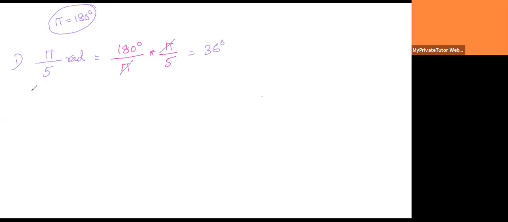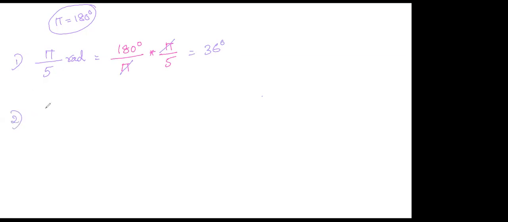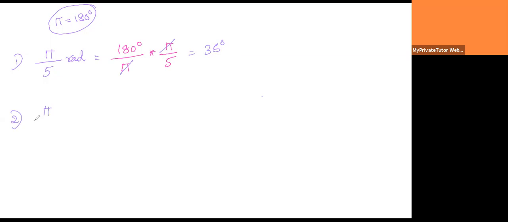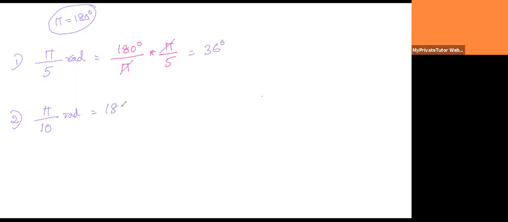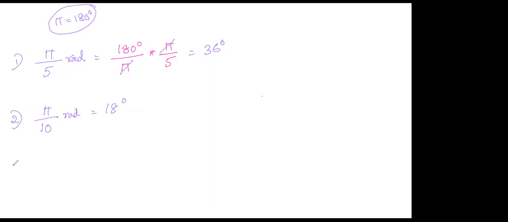Clear? Great. I want you to try one more question, if you don't mind. We did pi by 5; now pi by 10. I think it's a very easy question for you. Yeah, it was 18 degrees. 18 degrees, you understand. So, 2 pi by 3, interesting. 2 pi by 3 radians. Please work out. 120 degrees.